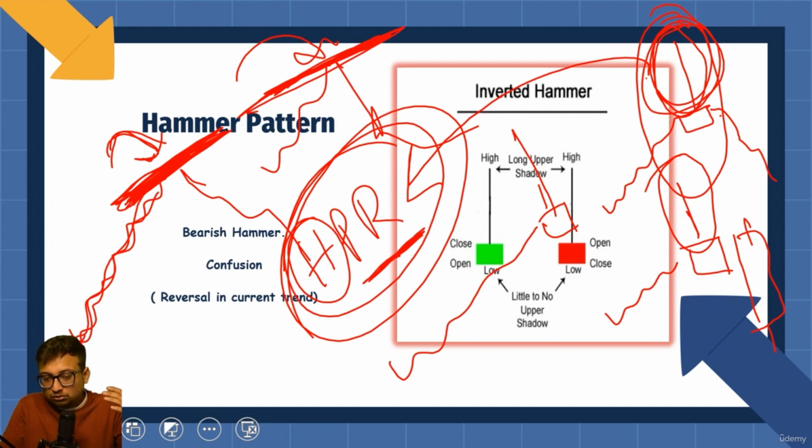But focus on the LPR and HPR, the size of the LPR and the HPR, because remember guys, the bigger the LPR and the HPR, the chances of the success rate of that particular hammer candle will be higher, right? So focus on the LPR and the HPR. Let's go to the live market.